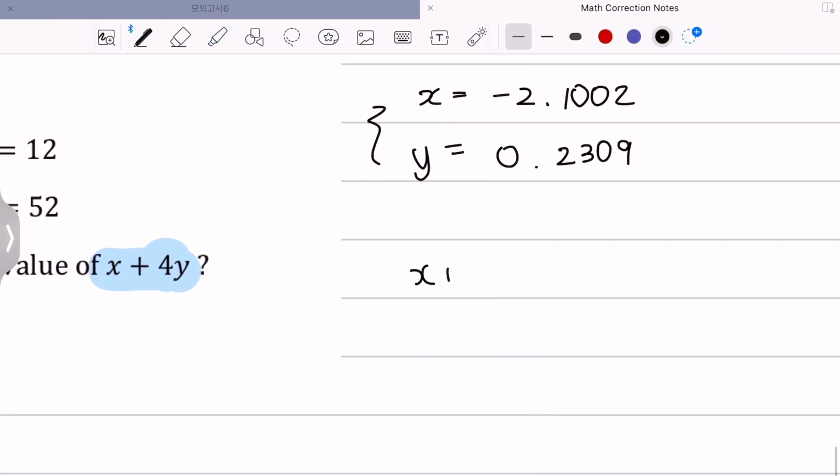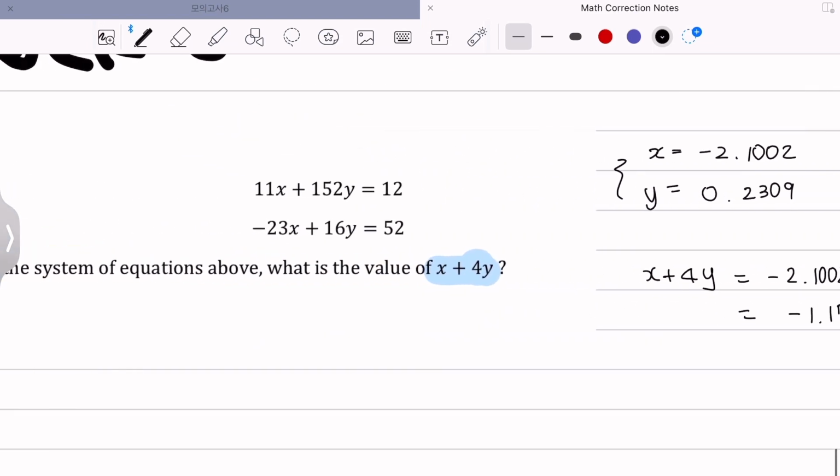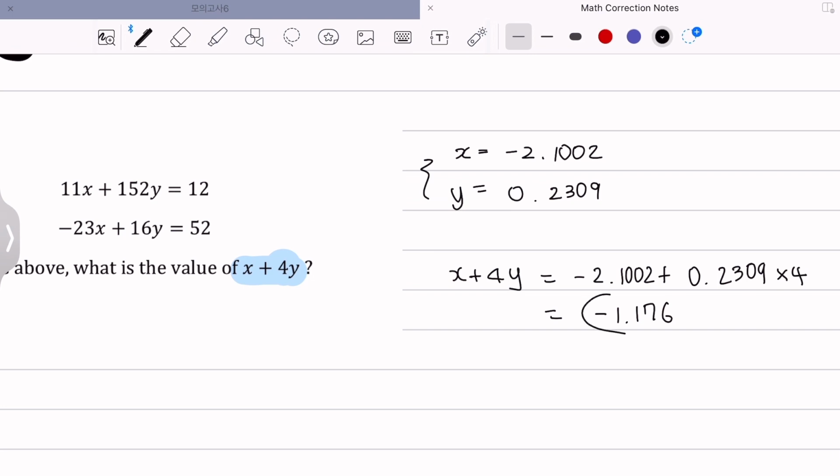So x plus 4y would be negative 2.1002 plus 0.2309 times 4. And when you put this in the calculator, the answer would be negative 1.176. So the answer of the question would be negative 1.176.